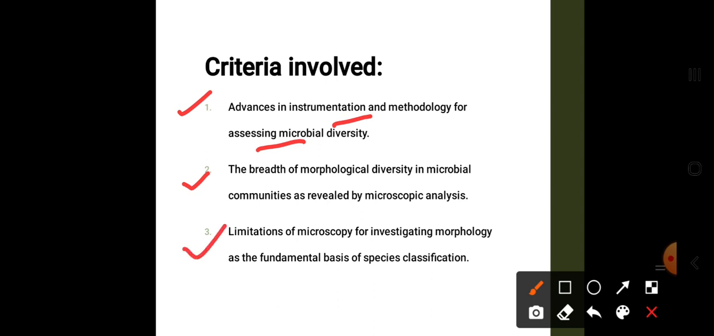The third criterion is the limitation of microscopy. Every single microscope or microscopy has its own limitation for further exploring or magnifying the specimen for investigating morphology as the fundamental basis of species classification. Every single microscope has its own limitation.